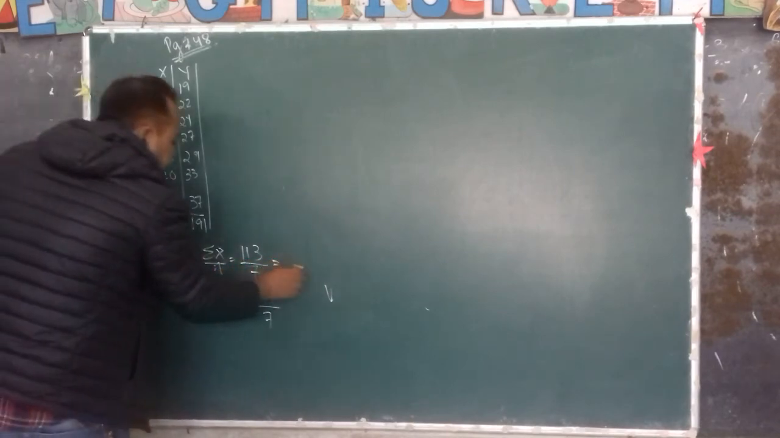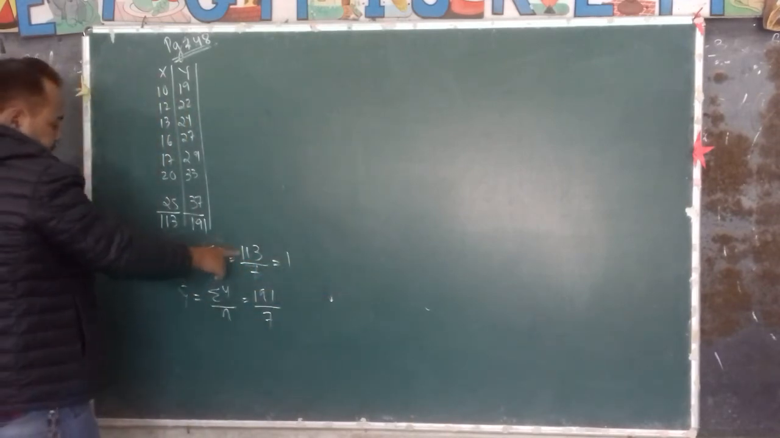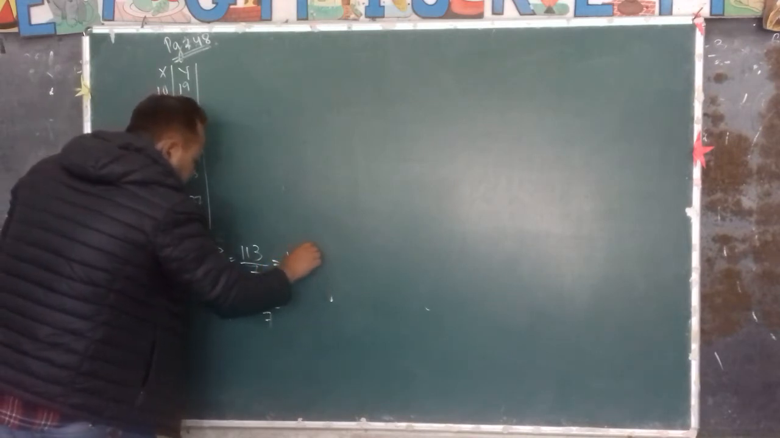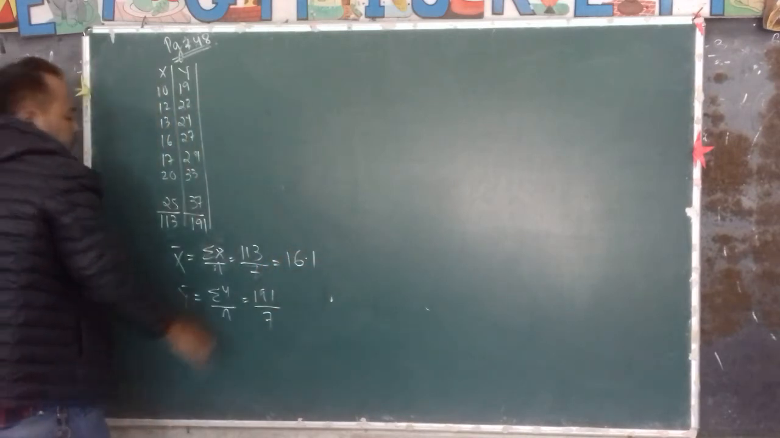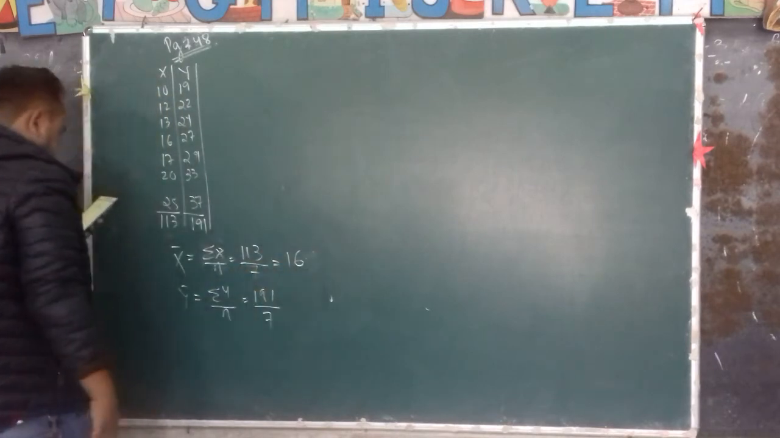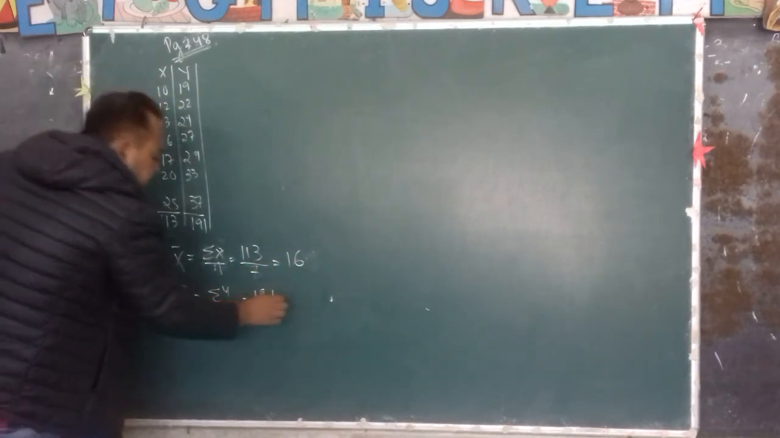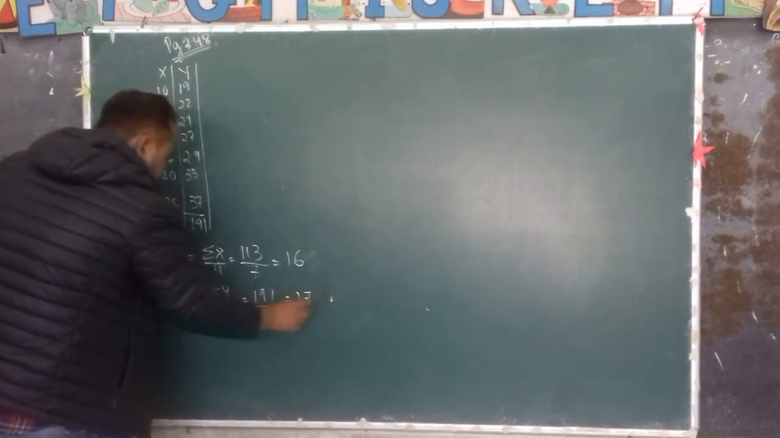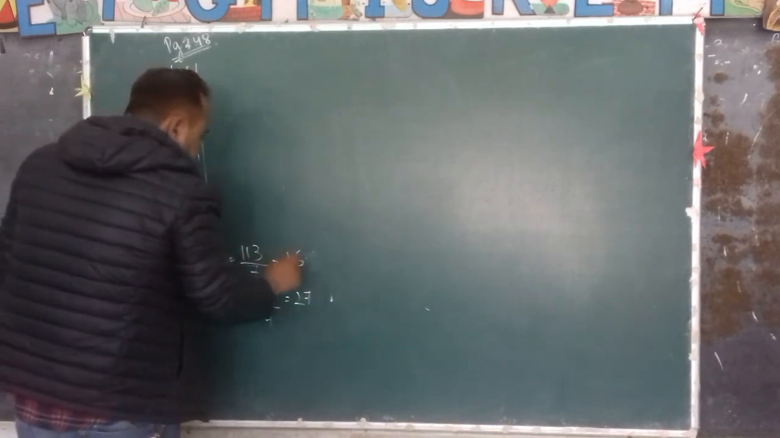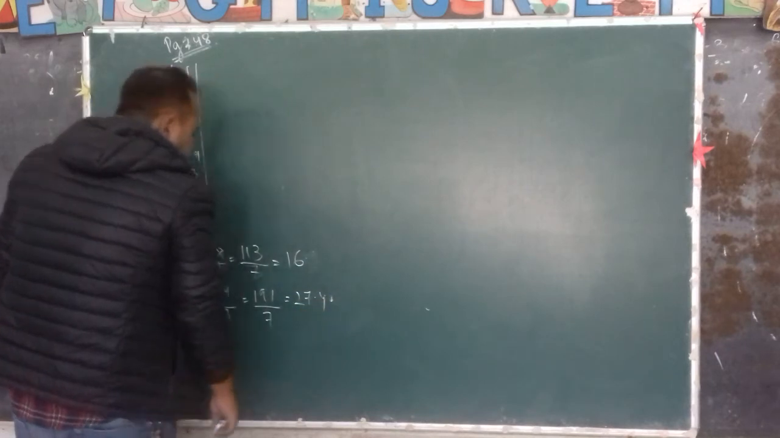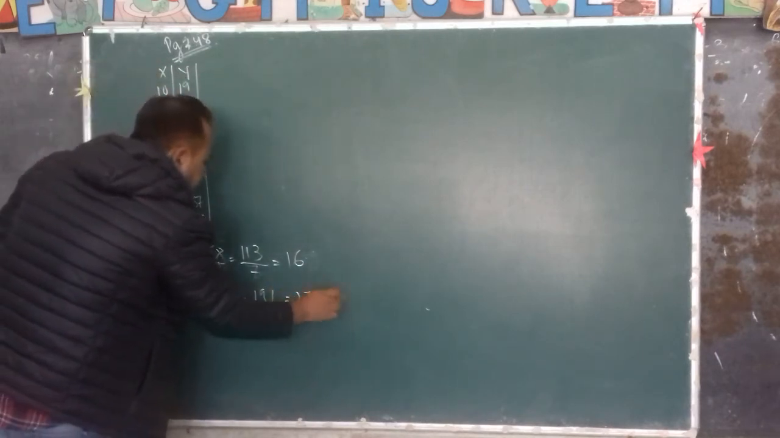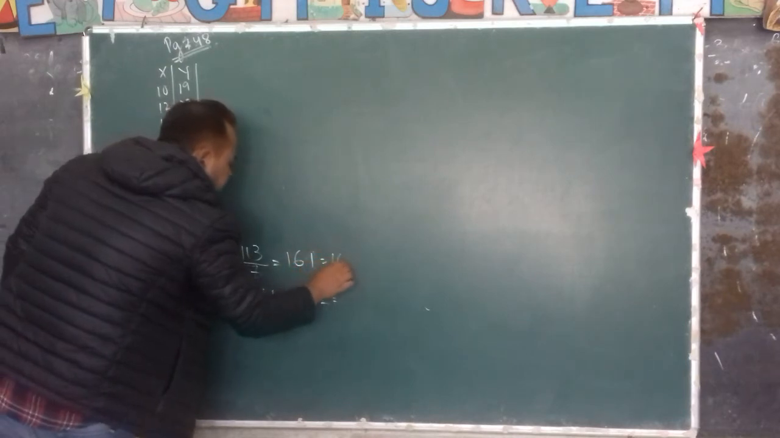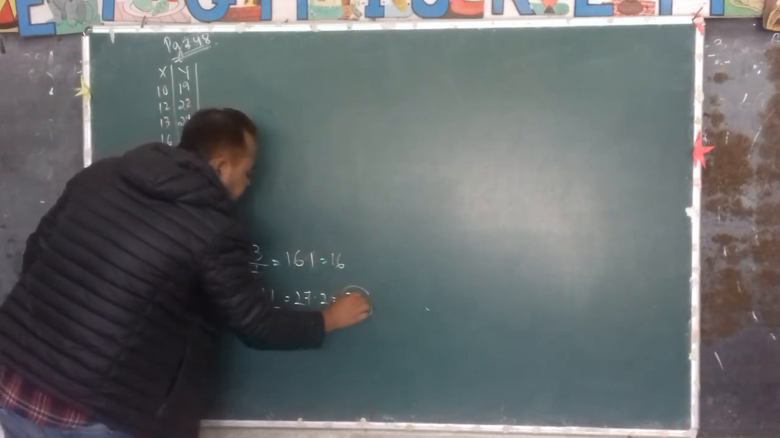So you can just see, 7 ones are 7, 7 sixes are 42, that gives 16.1, so we round it off to 16. Similarly for y, 191 divided by 7 gives 27.2. So we round off to 16 and 27.